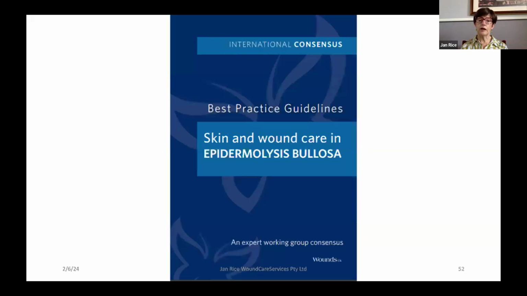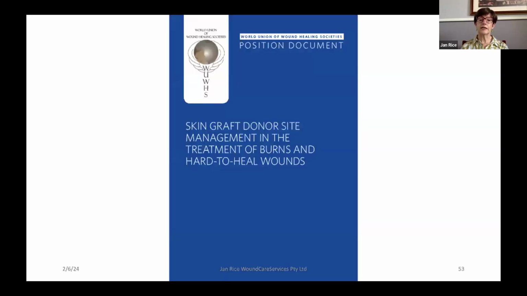There is one on epidermolysis bullosa. If you happen to be managing those people, that's available from Wounds UK, and we'll go through the best practice guidelines for EB. There's one on skin graft donor site management and the treatment of burns and hard to heal wounds. Again, anything from the World Union of Wound Healing Societies is available on the Wounds International website.